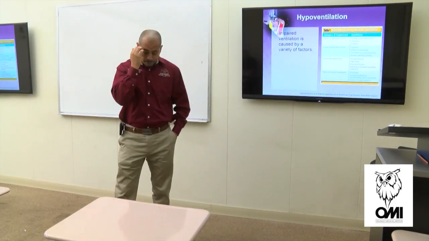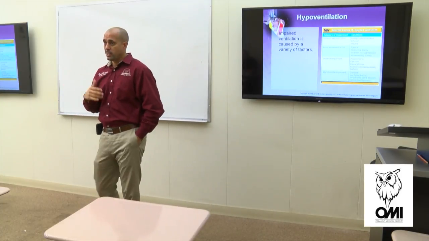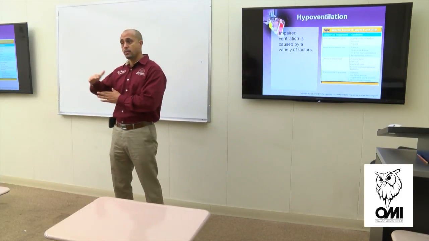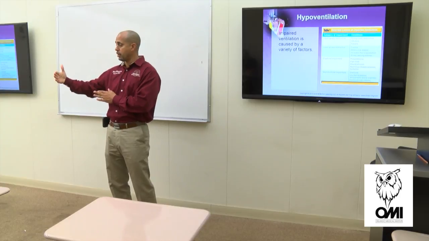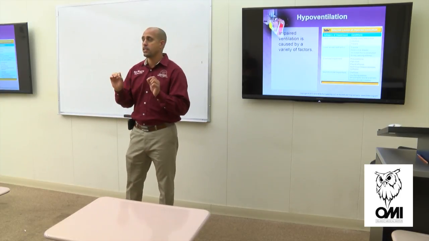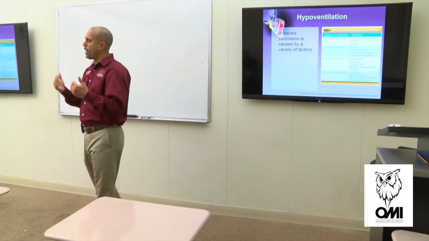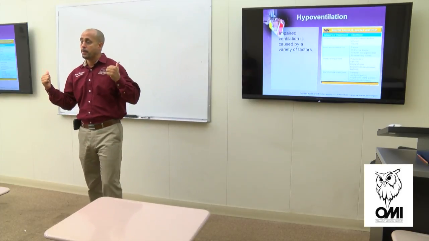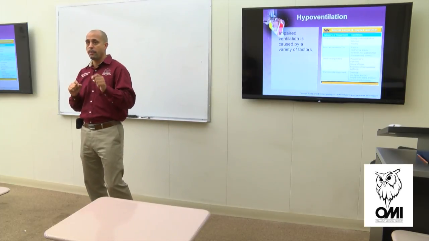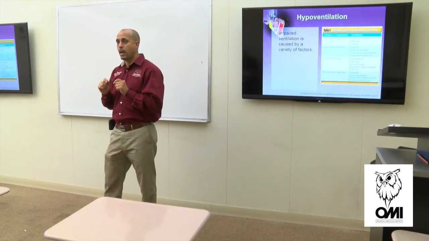Flail chest. Flail chest is a big one. What's a flail chest? Two or more ribs broken on both sides. And we're going to cover a lot of that later on in the program when we get into our trauma lectures. But a flail chest is two or more ribs broken on both sides. So why is this here in the respiratory chapter? Because it will compromise respiratory function. It will cause the patient to hypoventilate. Patients with flail chest will hypoventilate.